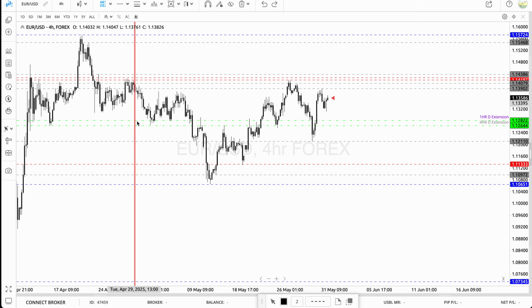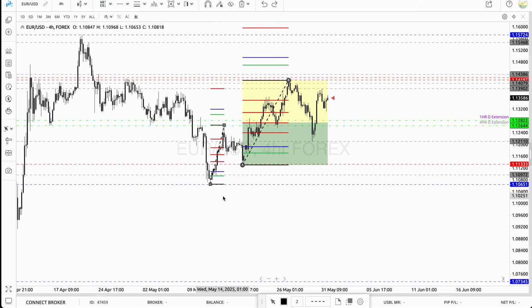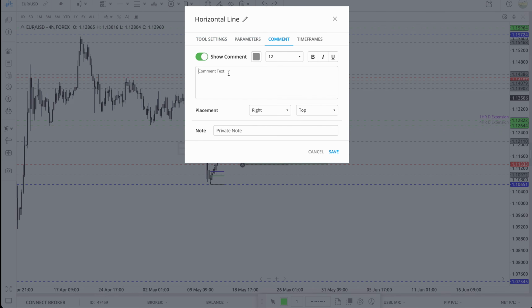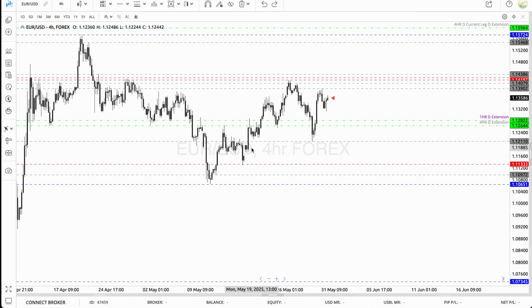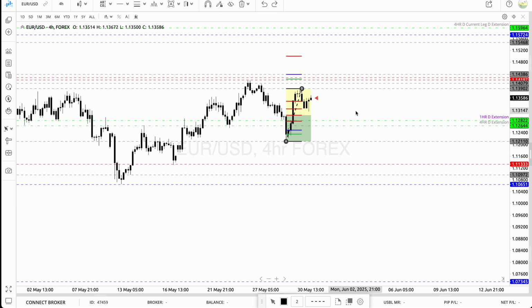We still have an active fib on this leg of price that sits outside of, we're going to mark this up. Hold on. This is the 4 hour D extension, a 4 hour current leg D extension. So we'll save that. That's what I want to see, right? And if I want to bring it down even more, if I want to get what's happening just right now, our D extension for this move.